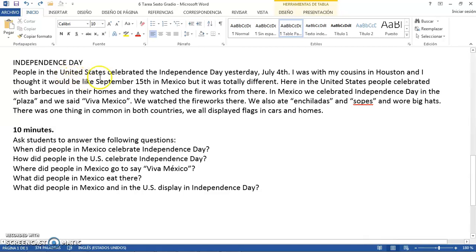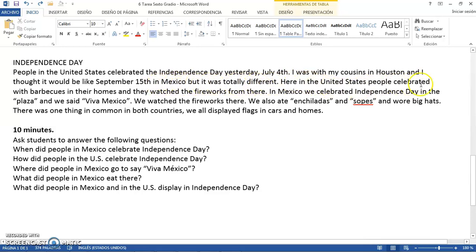People in the United States celebrated the Independence Day yesterday, July 4th. I was with my cousins in Houston, and I thought it would be like September 15th in Mexico, but it was totally different. First of all, Independence Day is not on September 15th. It's on September 16th. I'm not sure why they keep making that mistake, but it's September 16th, not 15th in Mexico. But it was totally different.